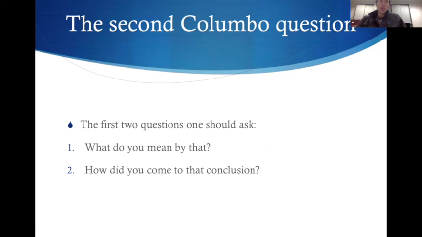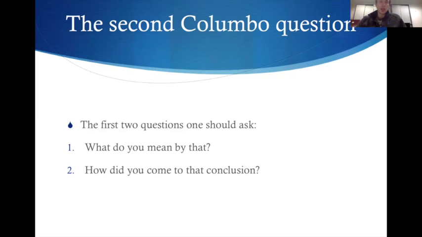Because otherwise, when you bring up objections, you're not going to get anywhere, because you're not really touching on what they think. You're sort of arguing against your own idea and preconceived notion of what their argument is. We need to avoid that. That's why this first question is really important.